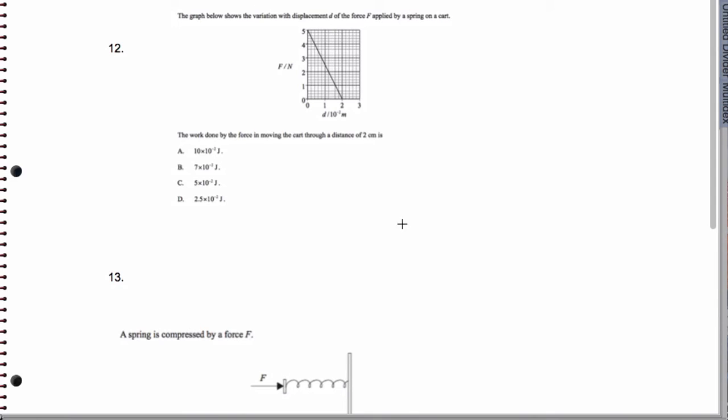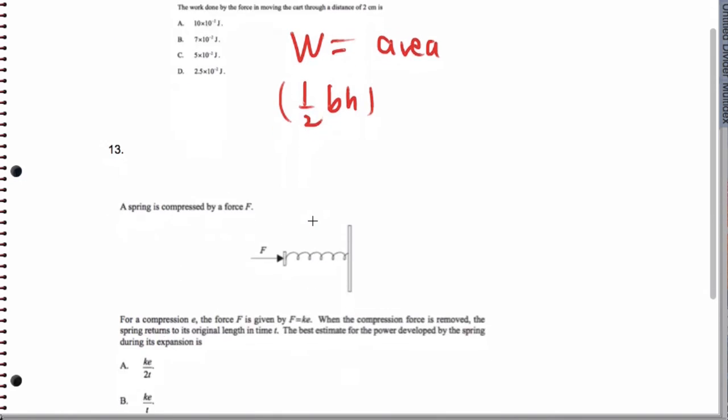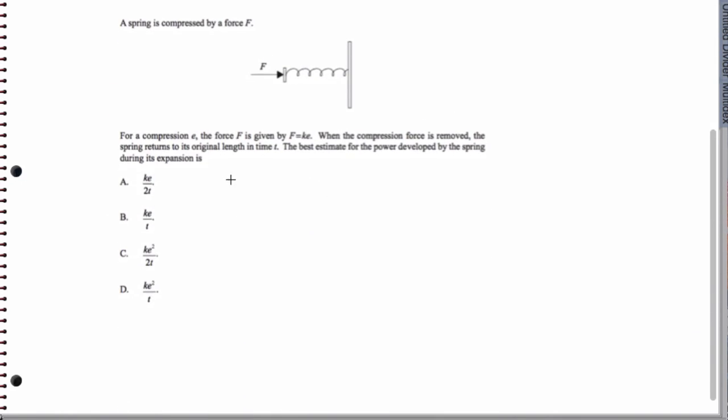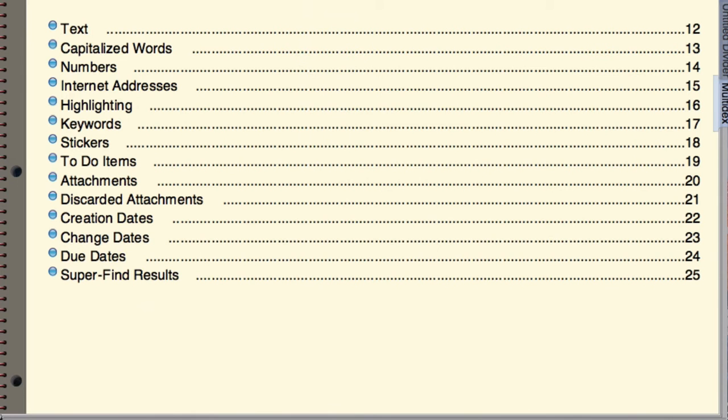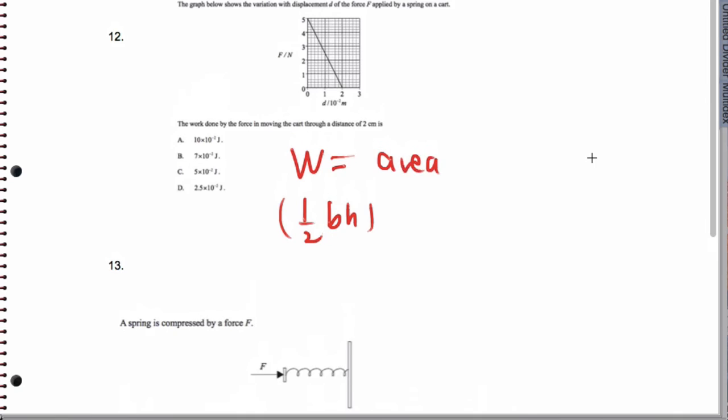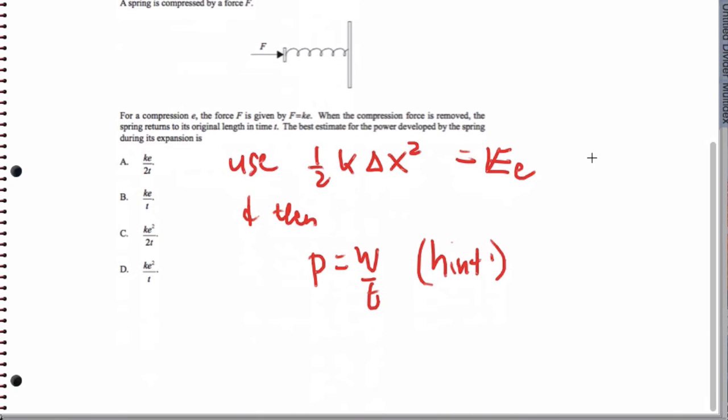Now for 12, I'm not going to give you all the hints, but just know that work is the area of this graph, so I'd use a triangle. And then here you've got power, so I would start with this formula for elastic energy, and then also use that power is work over time. There's your hint. Okay? So hopefully this will help you with 12, 13, and the others, and those are the hints that I want to give you for the homework that's due on Friday.